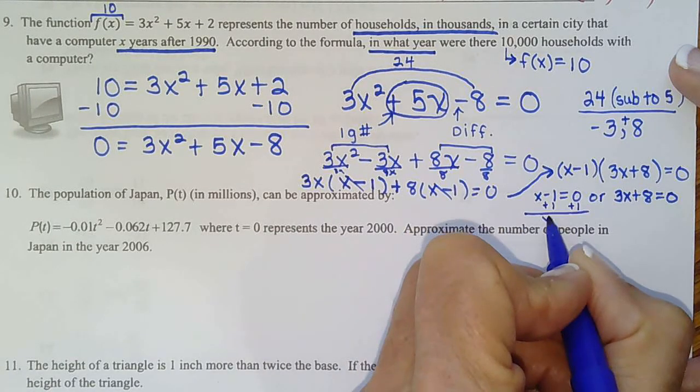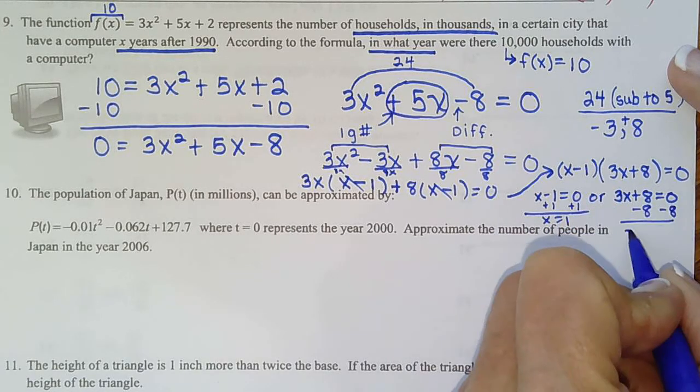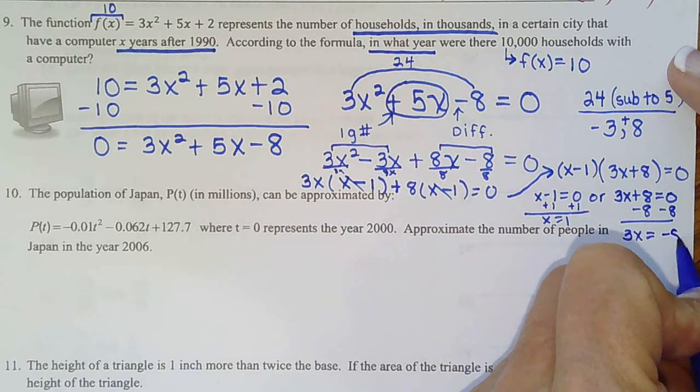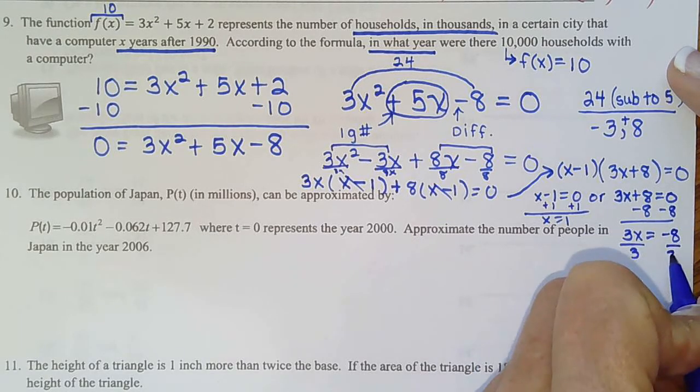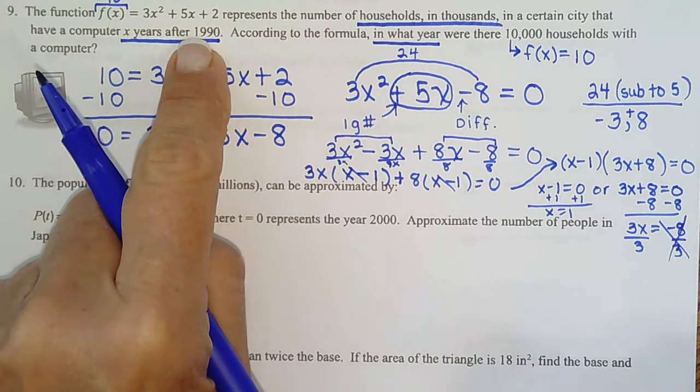So x equals 1. This is going to give us a negative number. What do you think about that? Can we have negative years? No, we cannot. So that one's gone. We can't say, oh, negative 8/3 years after 1990.